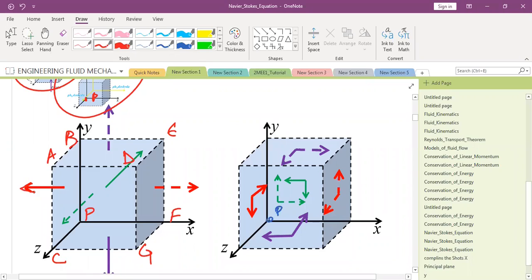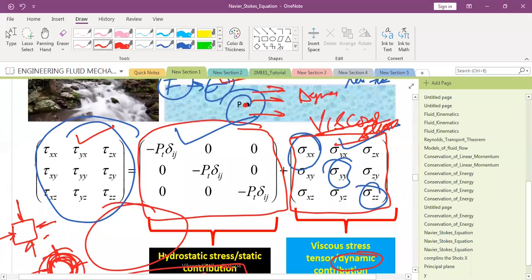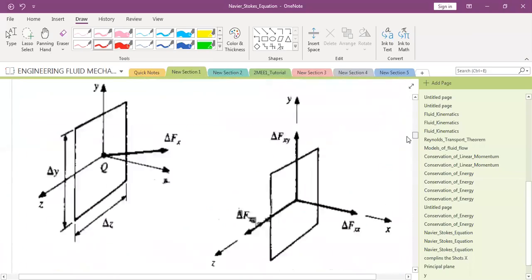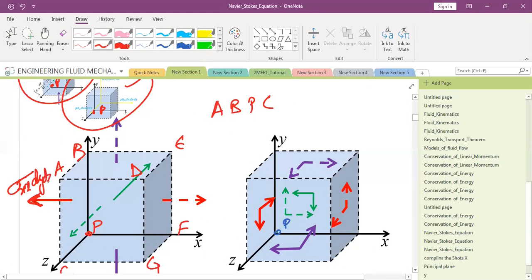What will be the stress on ABPC? What will be the normal stress on ABPC due to viscous effects? Sigma XX. So please remember this notation: I am representing the total with tau and due to viscous with sigma. So here I should write sigma XX. Sigma XX is stress, and I want to convert this into force, so what should I multiply with this area? dy dz. Yes sir, dy dz. And is that clear?